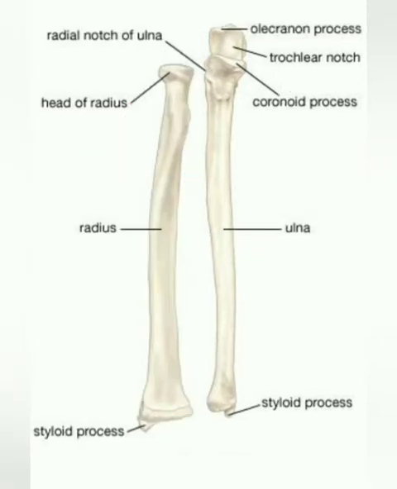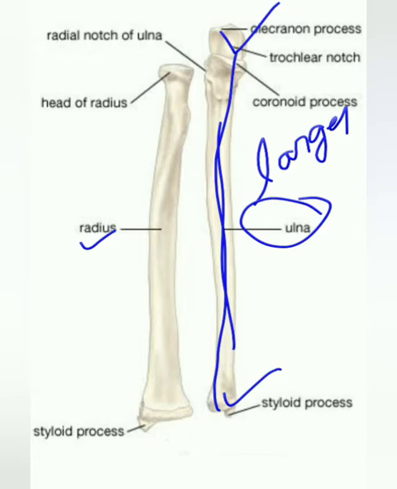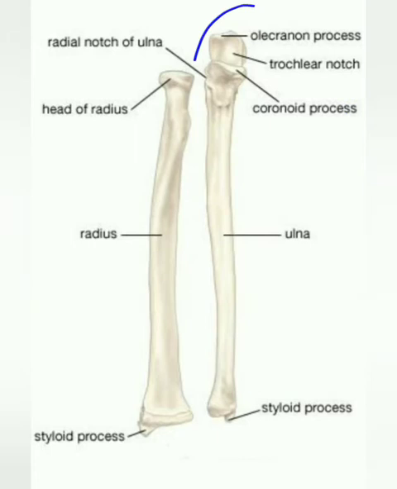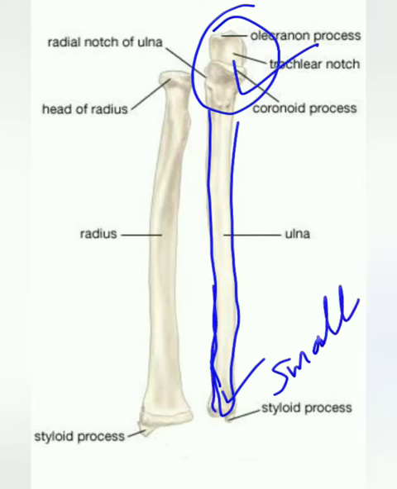But ulna is slightly larger than this radius. It is a long bone. It has also two extremities and a shaft. This long narrow portion is the shaft. The upper extremity of ulna is strong and thick. The shaft of the ulna tapers towards the end. And the lower extremity is small because of this tapering.